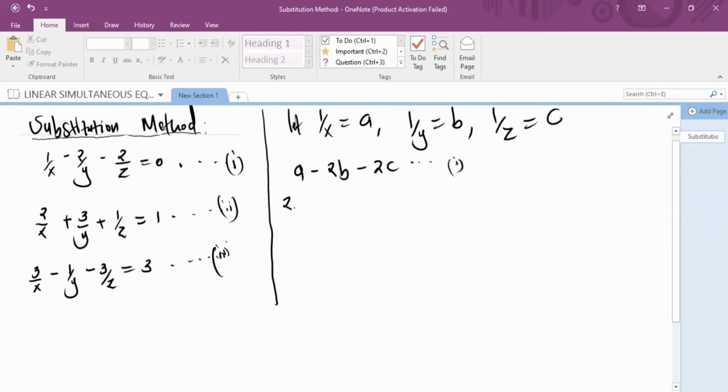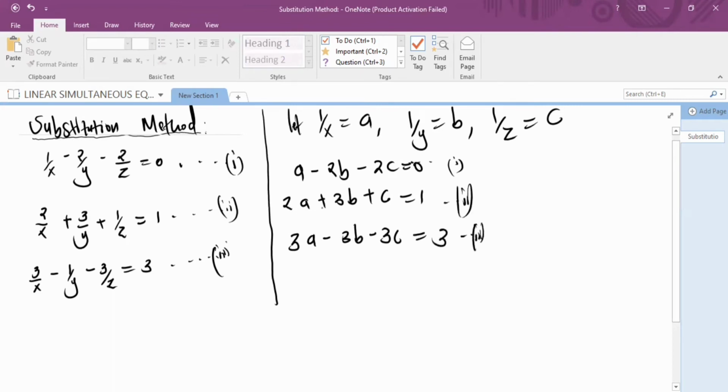And then this is 2A plus 3B plus C is equal to 1. Then this is 3A minus 3B minus 3C is equal to 3. So equation 2, equation 3.